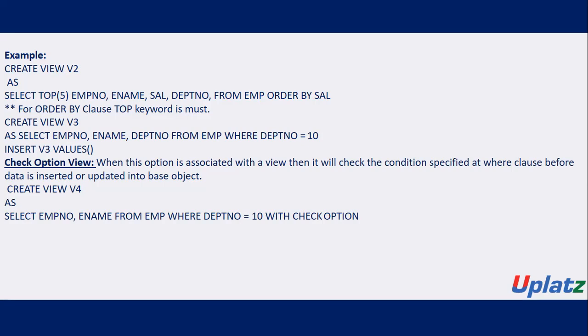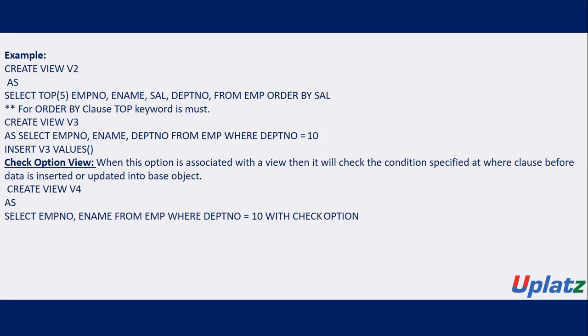So now, check option view. The second one is the check option view. So far we have discussed the simple view and how to create it. While creating a simple view, we didn't use any group function or group clause, we didn't use any mathematical expression, and we didn't use the distinct keyword. These are the points we have to remember when creating a simple view.